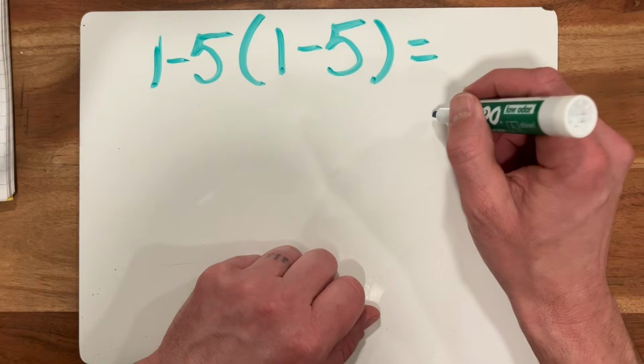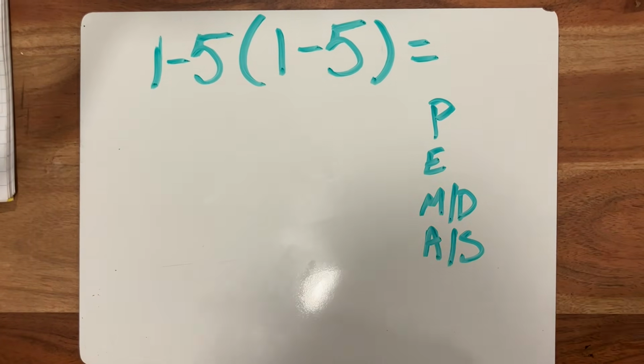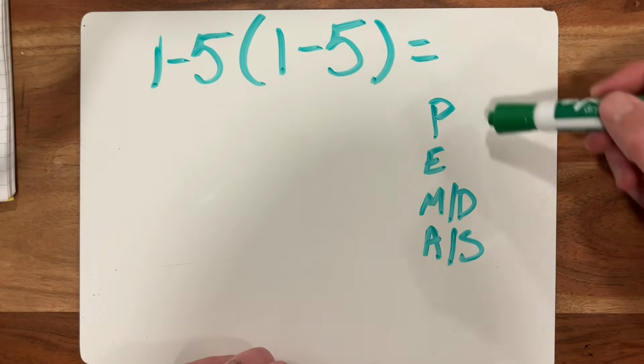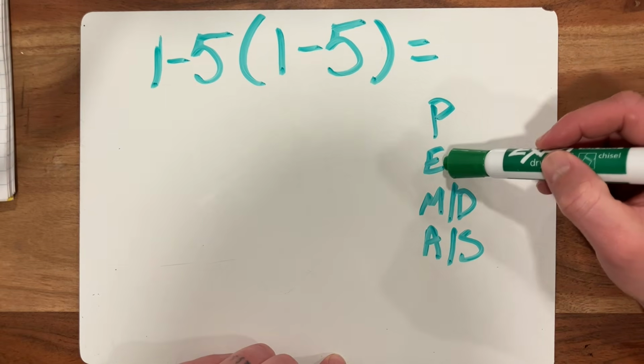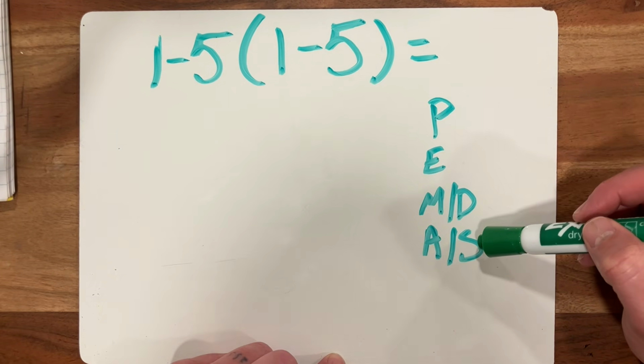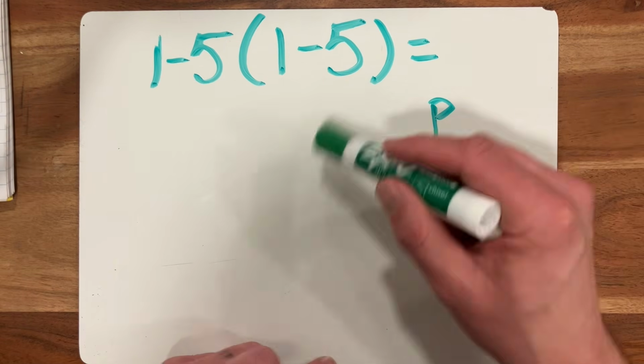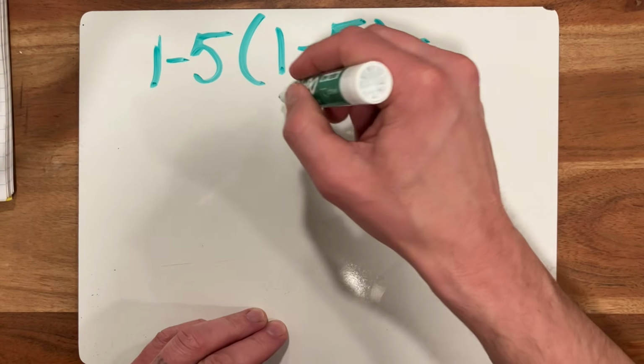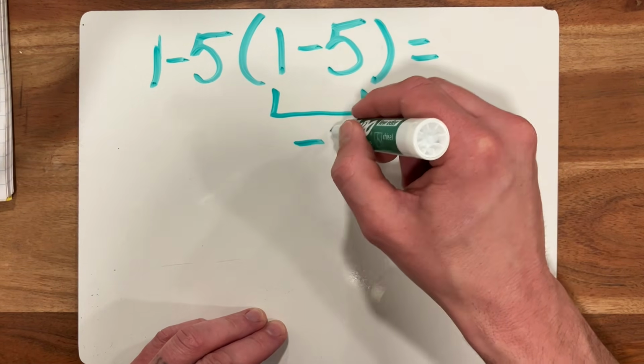All right, so before we get started with this problem, we have to understand the order of operations, PEMDAS. PEMDAS tells us that parentheses have the first priority, then exponents, then multiplication and division, and then adding and subtracting. So we're first going to start with our parentheses, which is going to give us a negative 4.